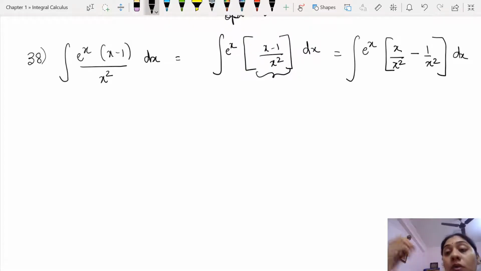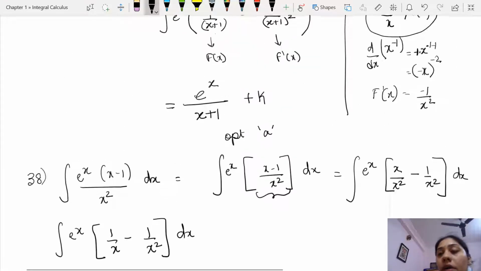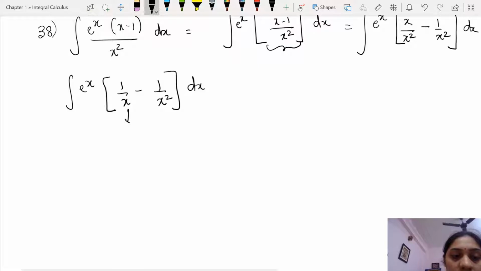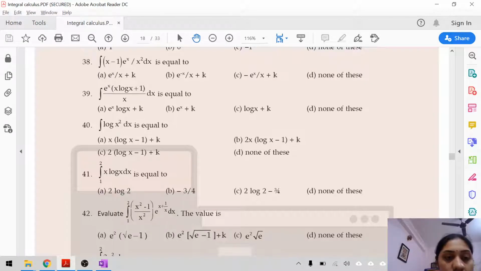Now this sum is simpler than the previous one. See why? e power x within bracket 1 upon x minus 1 by x square. Is this not what we solved here on the right hand side? We have the same thing. If this is my f of x function, this is my f dash of x function. Then my answer becomes e power x by x plus k, which is nothing but option A without the negative.